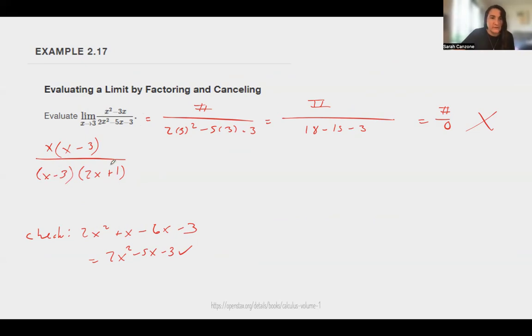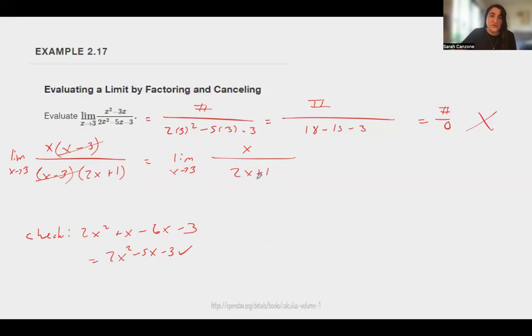And I saw what I needed to multiply this last term by to get the last term, and I confirmed that the middle term was in fact correct. All right. And this is the limit as x approaches 3. It's very important that we write the limit every single time. Well, now we have terms that cancel, so I can cancel those. We're left with the limit as x approaches 3 of x over 2x plus 1.